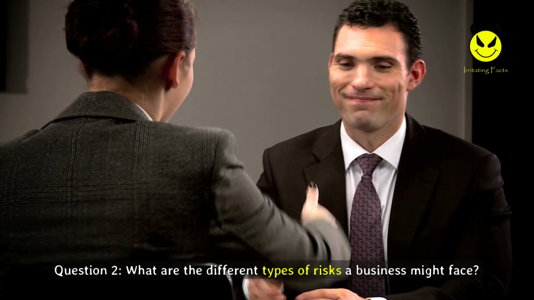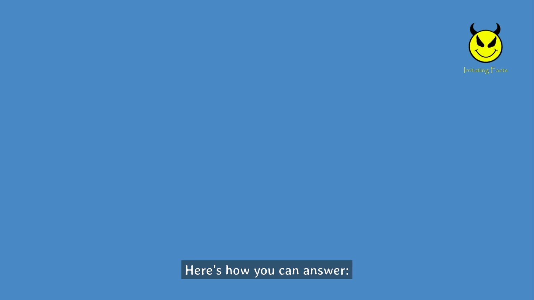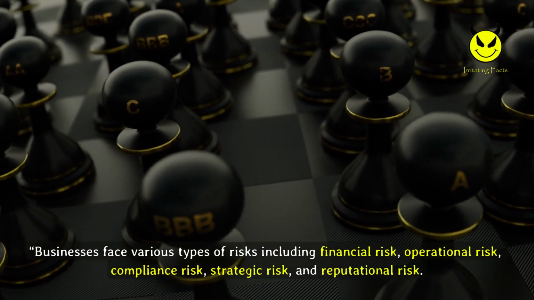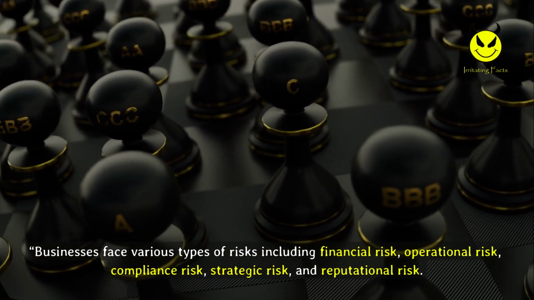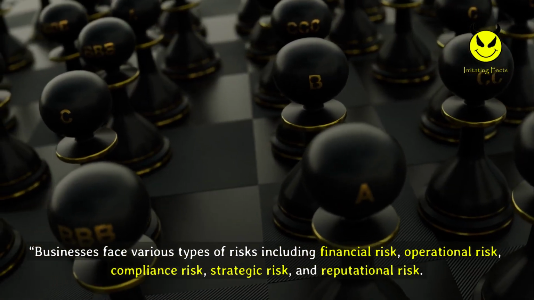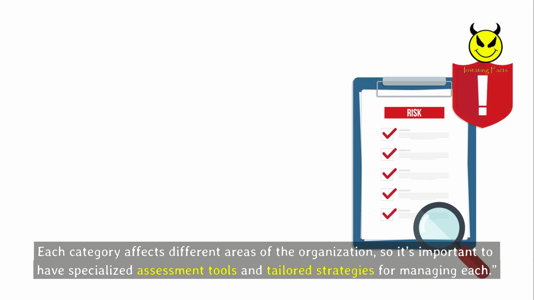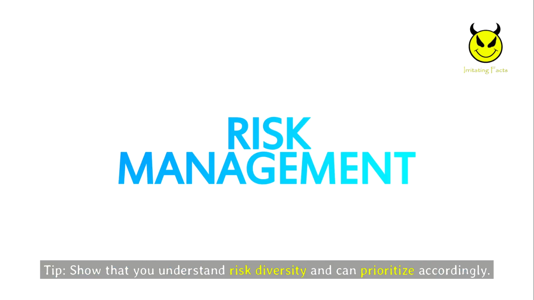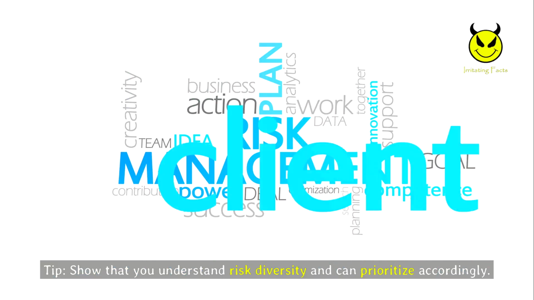Question 2. What are the different types of risks a business might face? Here's how you can answer. Businesses face various types of risks including financial risk, operational risk, compliance risk, strategic risk, and reputational risk. Each category affects different areas of the organization, so it's important to have specialized assessment tools and tailored strategies for managing each. Tip: show that you understand risk diversity and can prioritize accordingly.